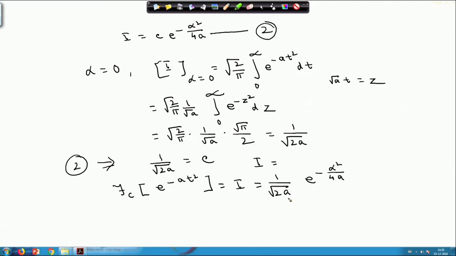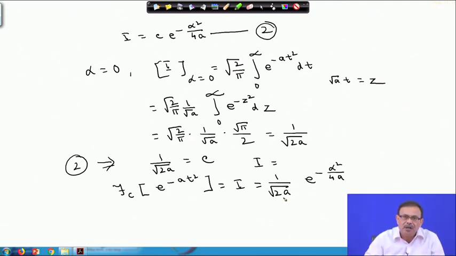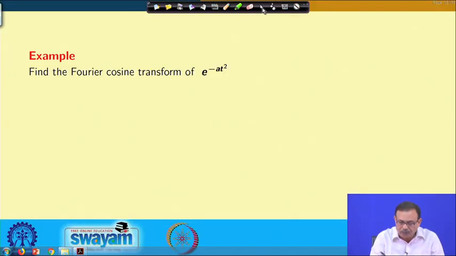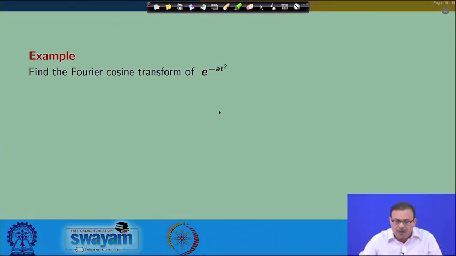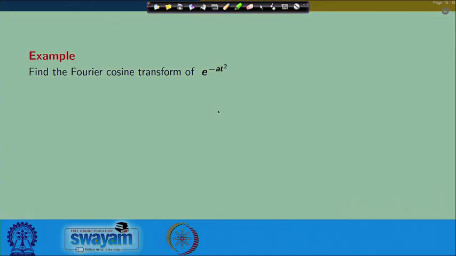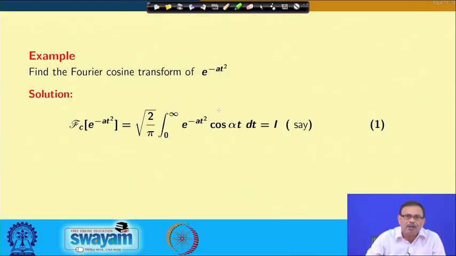So, I hope it is clear that without evaluating the integral, by differentiating, I am converting the given integral into forms of some ODE, of first order, second order it may come, whose solution is very easily known to us, and we ultimately obtain the value of this. So, if I go through, then the Fourier cosine transform of e power minus a t square.